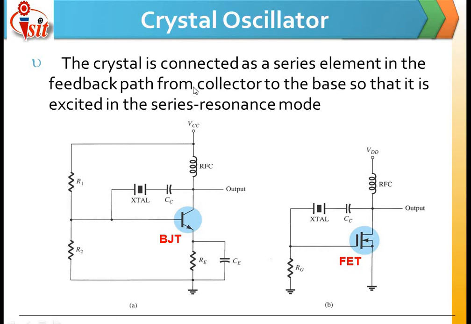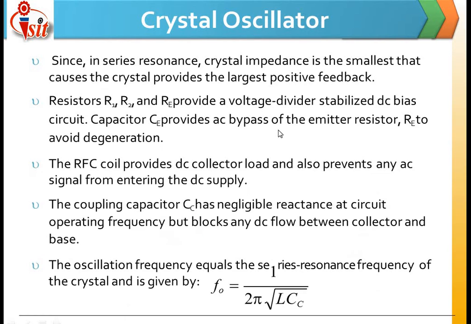The crystal is connected as a series element in the feedback path from the collector to the base, so that it is excited in the series resonance mode. The crystal oscillator theory related to this description is: since in a series resonance the crystal impedance is the smallest, the crystal provides the largest positive feedback.